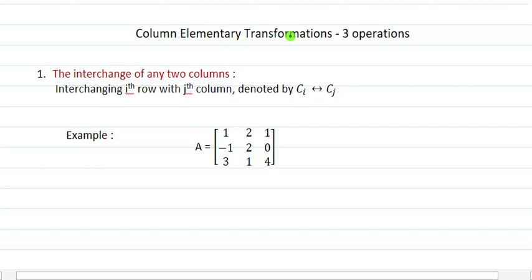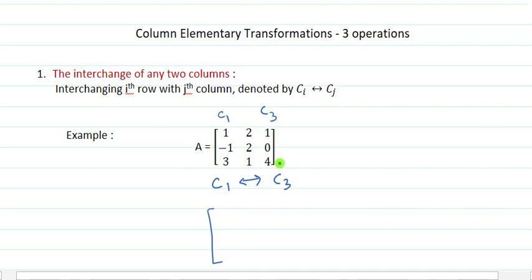Next, let us take column elementary transformations. Again, we are having 3 operations on column transformation. These are: number 1, interchange of any two columns. As we have applied in rows, we will do the same with columns. Now let me apply C1 interchange C3. So after applying this, matrix A can be written as, this is C1 and this is C3.